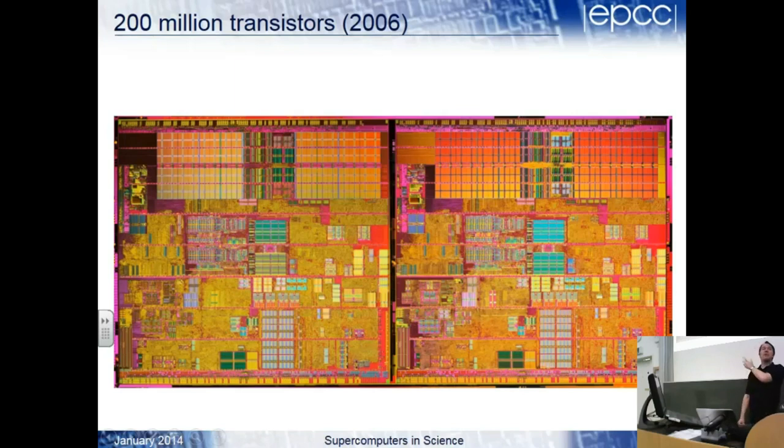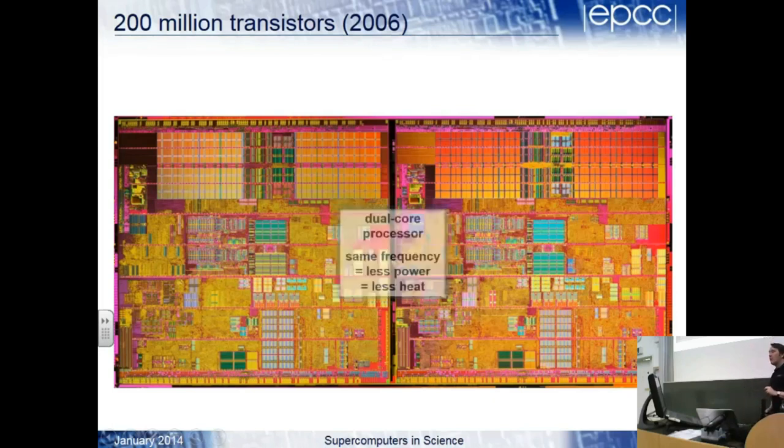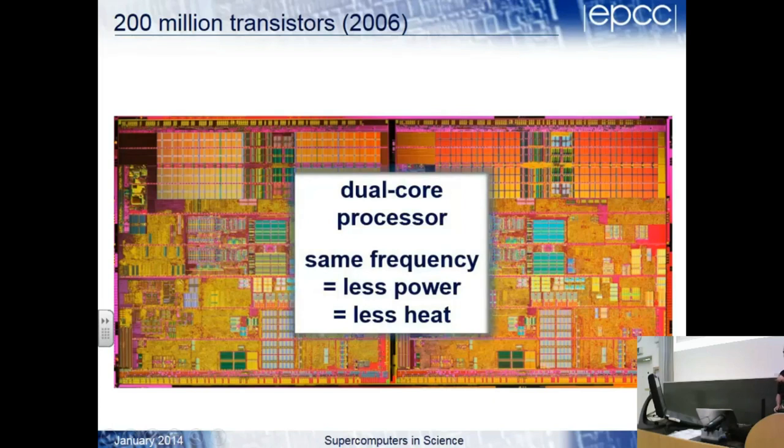And that's what happened around about 2005, and I'll cover why, it became impractical to continue increasing the frequency of the CPUs, okay? So when you're able to put twice as many transistors on a piece of silicon, rather than producing a processor which had twice the frequency, you simply produce two processors which have the same frequency. And the reason is that a dual-core processor has the same frequency but has less power and less heat.